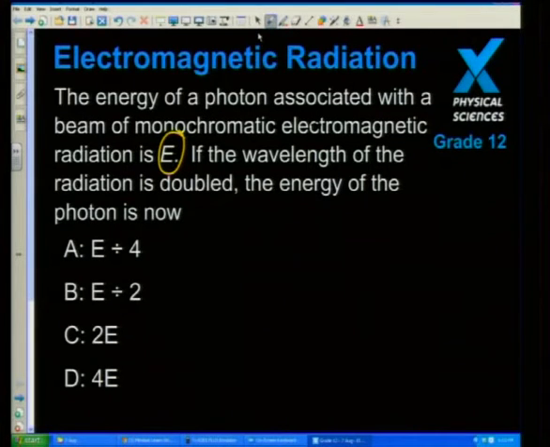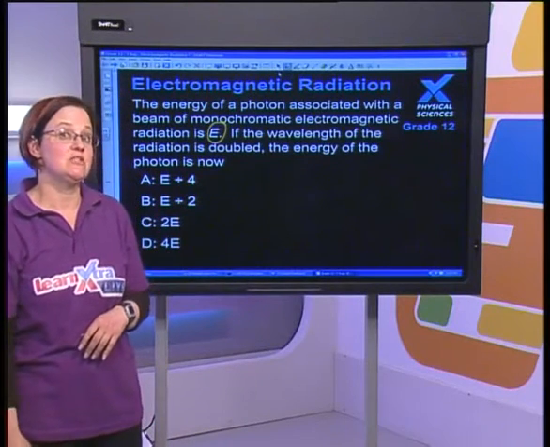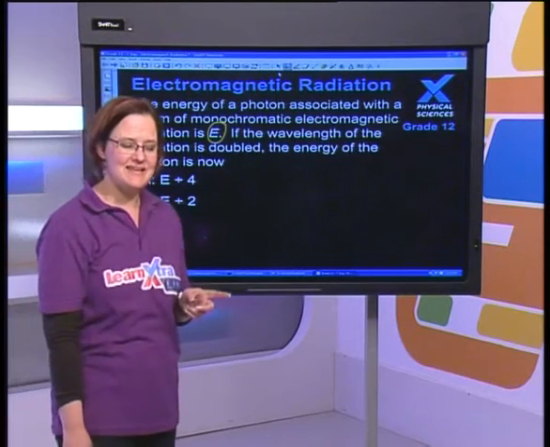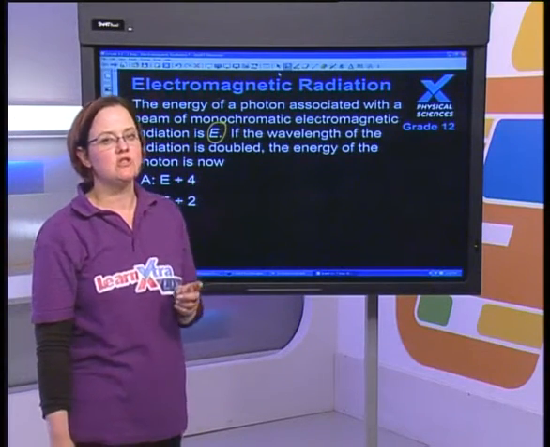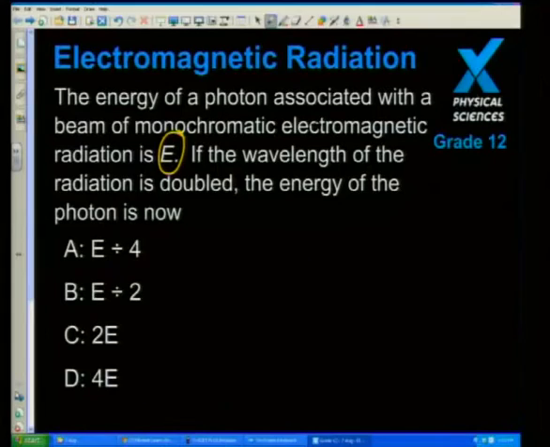Option A is the energy divided by 4. Option B, the energy divided by 2. Option C is twice the original energy, or option D is 4 times the original energy. In other words, if we have a wave and I double its wavelength, what happens to its energy in relation to its original energy? We are going to look at that, and it is also related to what you did last week with the photoelectric effect.